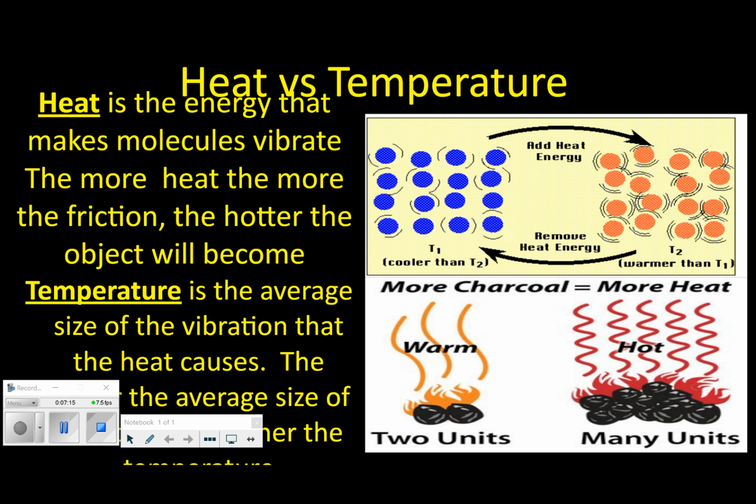Heat and temperature are another physical property. Heat is the energy that makes molecules vibrate. The more heat, the more friction, the hotter the object will become. Temperature is the average size of the vibration that the heat causes. The average size of the vibrations is temperature. So something that is warm has lower heat energy than something that is hot. The materials in this object are not going to vibrate as much as this object is. That is the simple difference between heat and temperature.